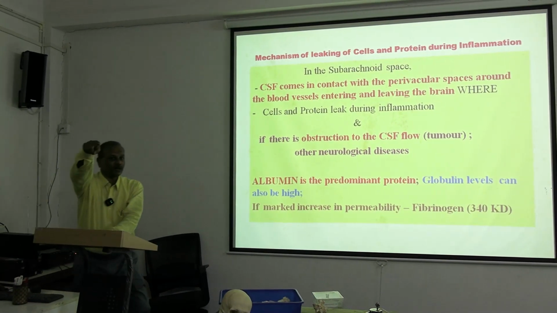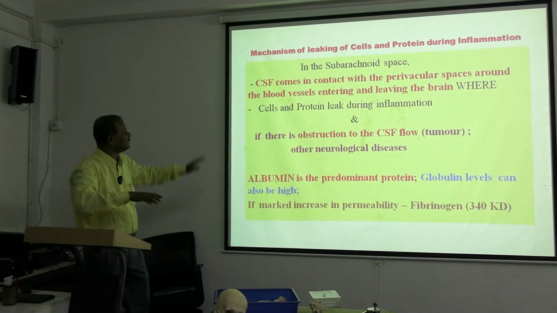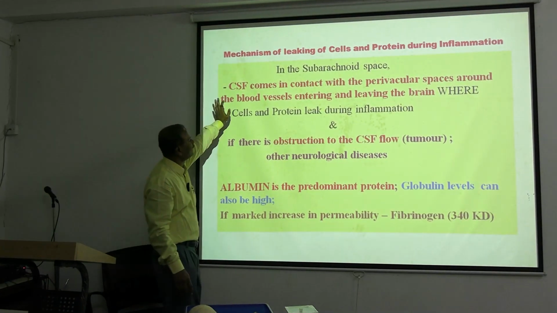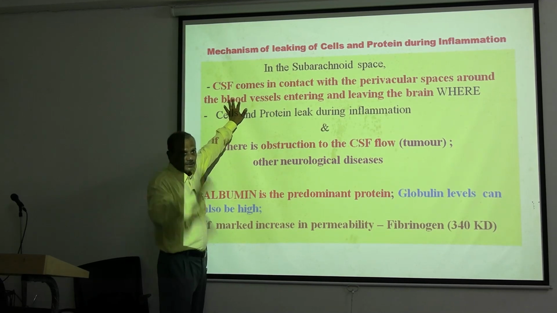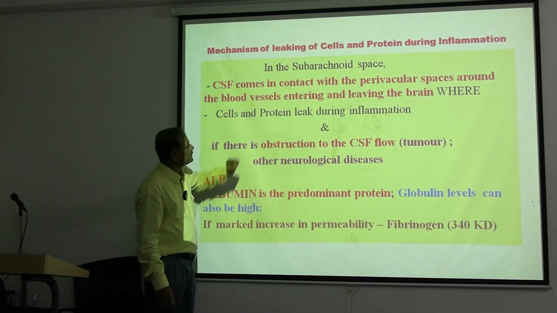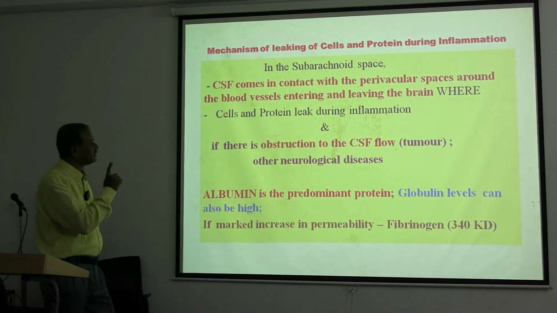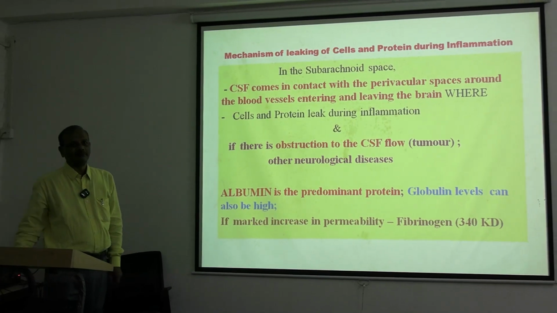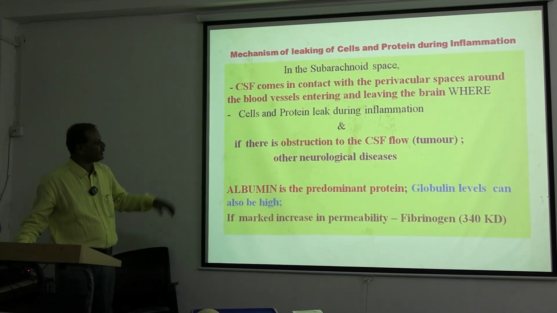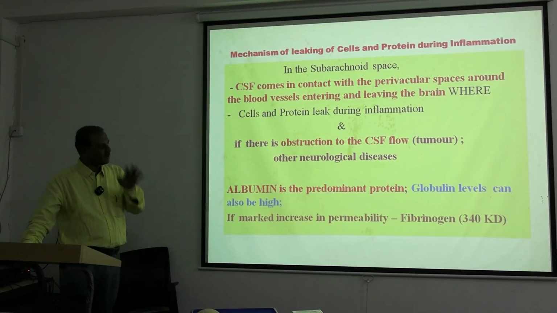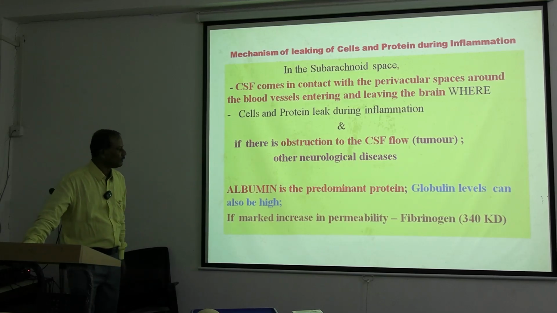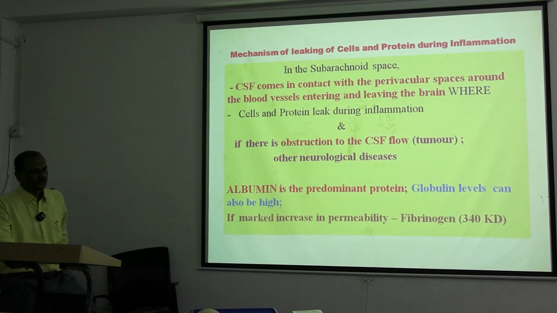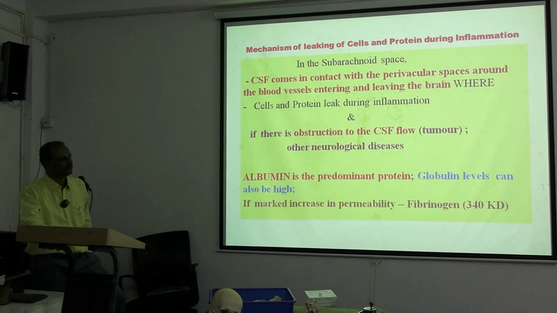So again, come to that particular point where I have said the CSF in the subarachnoid space comes in contact with the perivascular space, the area where the blood vessels are entering and leaving, from where cells and protein leak. And this is the most crucial part. And I repeatedly told, if there is obstruction of the CSF flow due to tumor or other neurological disease.